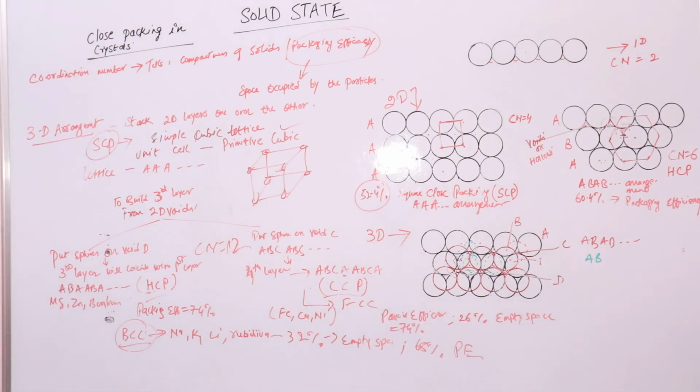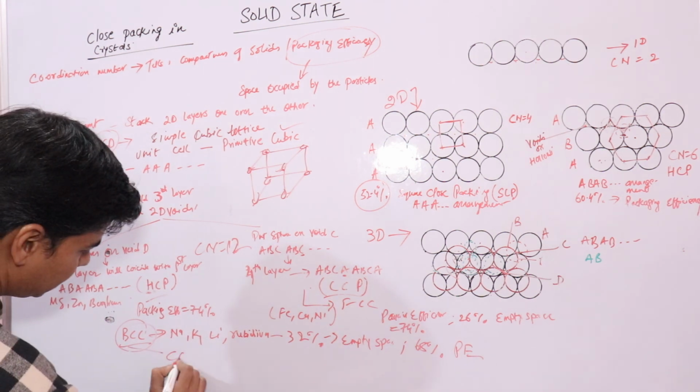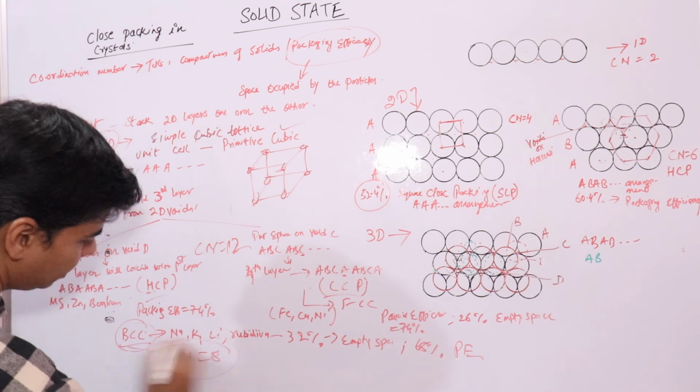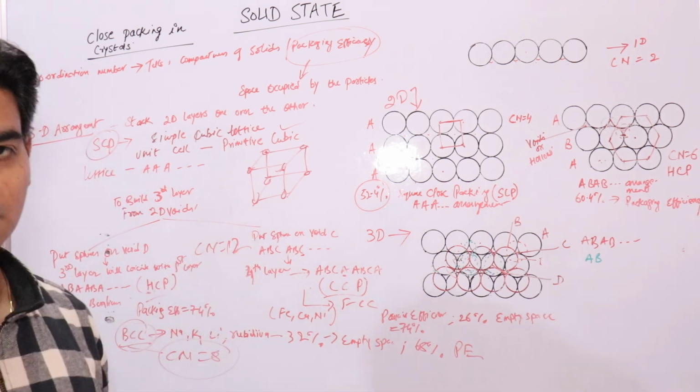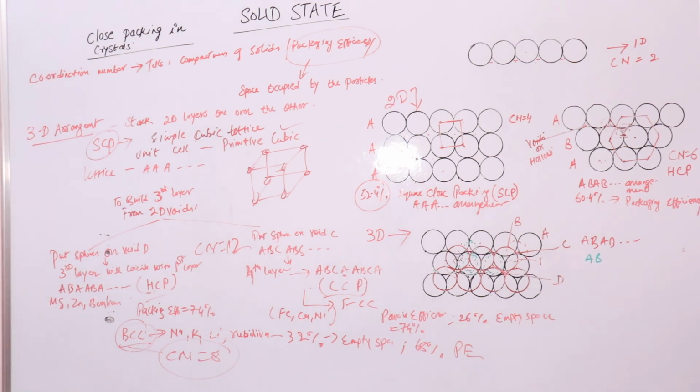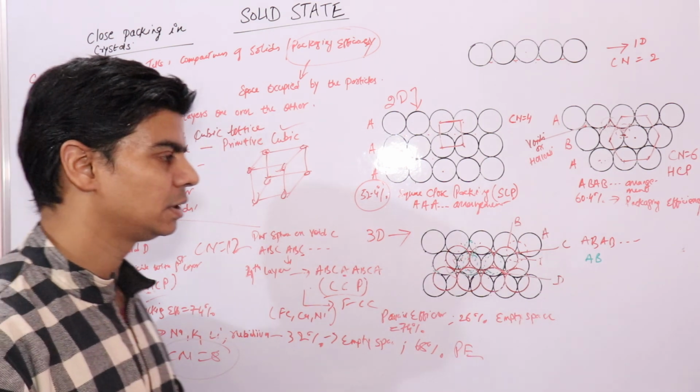Similarly, the coordination number for BCC is 8. That is why this is not as efficient as this. Here the coordination number is on the higher side. So I hope all this is clear to you. Thanks.